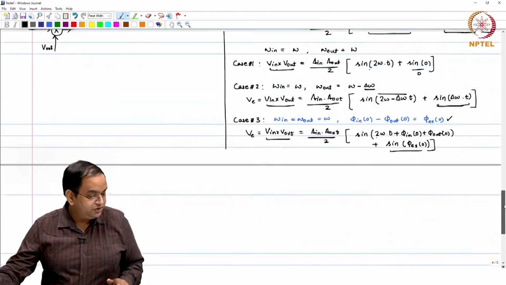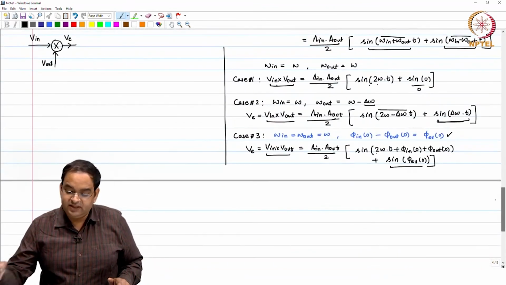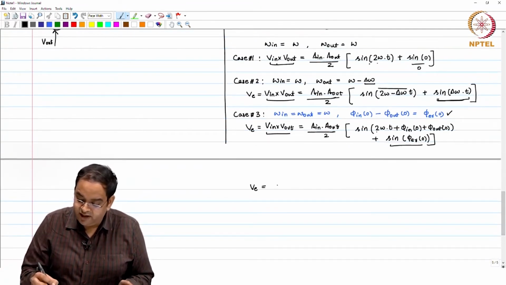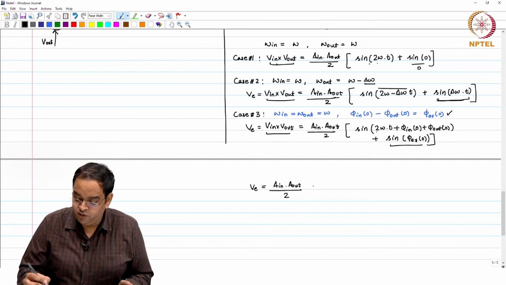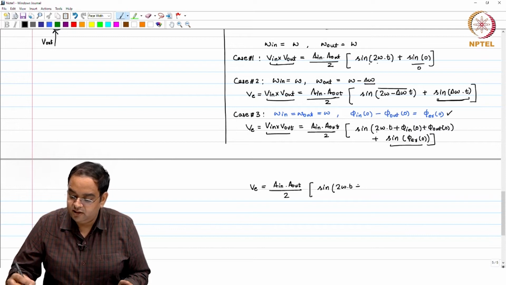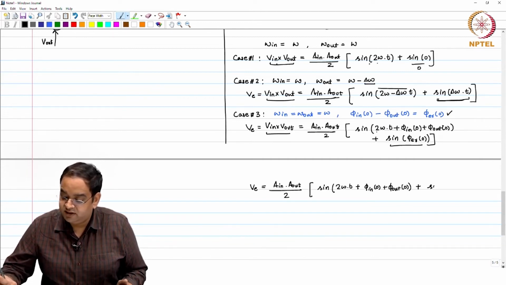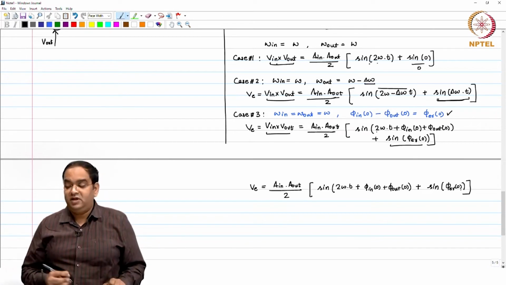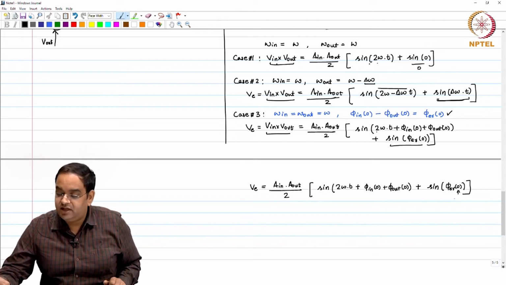Now, let us just try to take the simplest case, which is case 3, and in case 3 I have V error as A in times A out by 2 times sine of (2 omega t plus phi in 0 plus phi out 0), where these were the initial phase offsets in the signal, plus sine of phase error 0. Here 0 refers to the time instant t equal to 0.